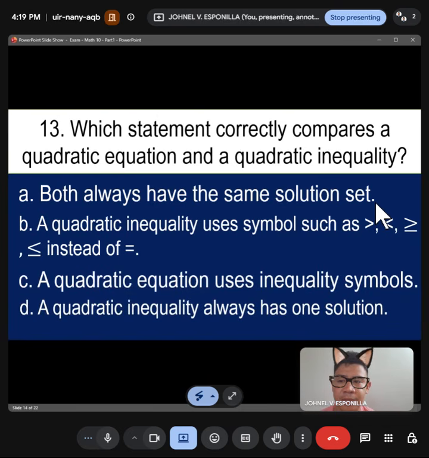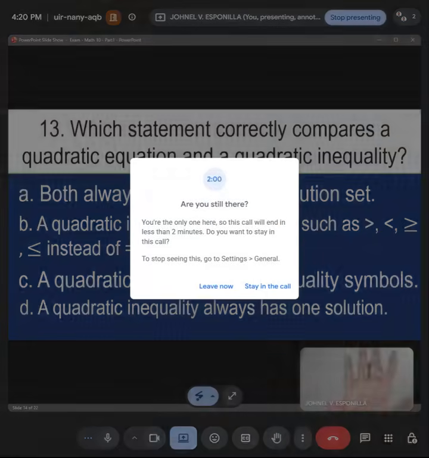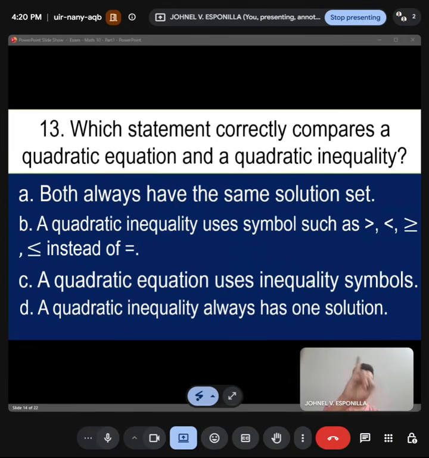Number 13. Which statement correctly compares a quadratic equation and a quadratic inequality? 5 seconds go. Okay, so a quadratic equation and a quadratic inequality. So in letter A, hindi sila palaging magkaparehas ng solution set. Yung letter C, pag equation po, it is different from inequality. Pag equation, equal sign ang ginagamit. For inequality, that is letter B. Correct answer is letter B.